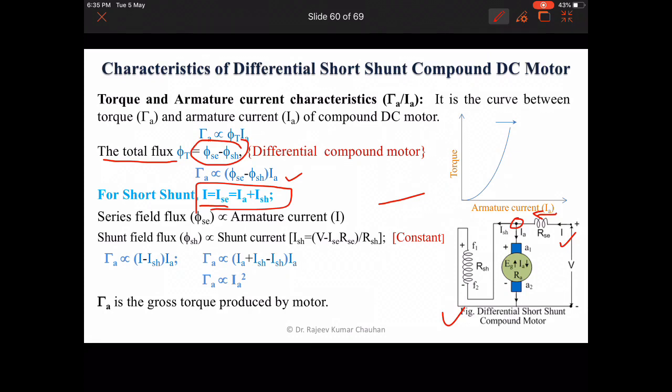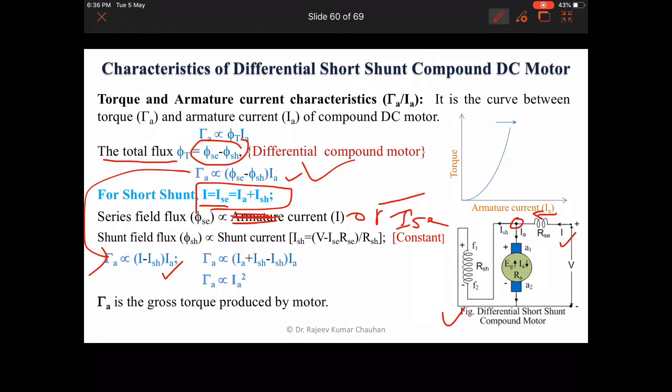Now, the series field flux is proportional to the current I, not the armature current. I am sorry for this typing mistake. Or we can say Ise. Shunt field flux phi SH is proportional to the shunt current ISH. Let us substitute the value of phi SE and phi SH in this equation. We will get a new equation in terms of current, tau A is proportional to, inside the bracket, I minus ISH multiplied by IA.